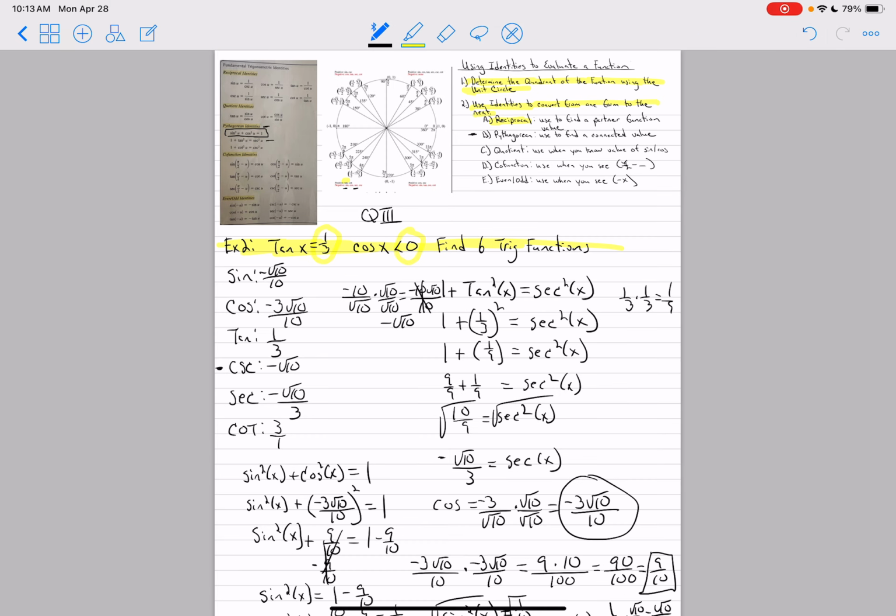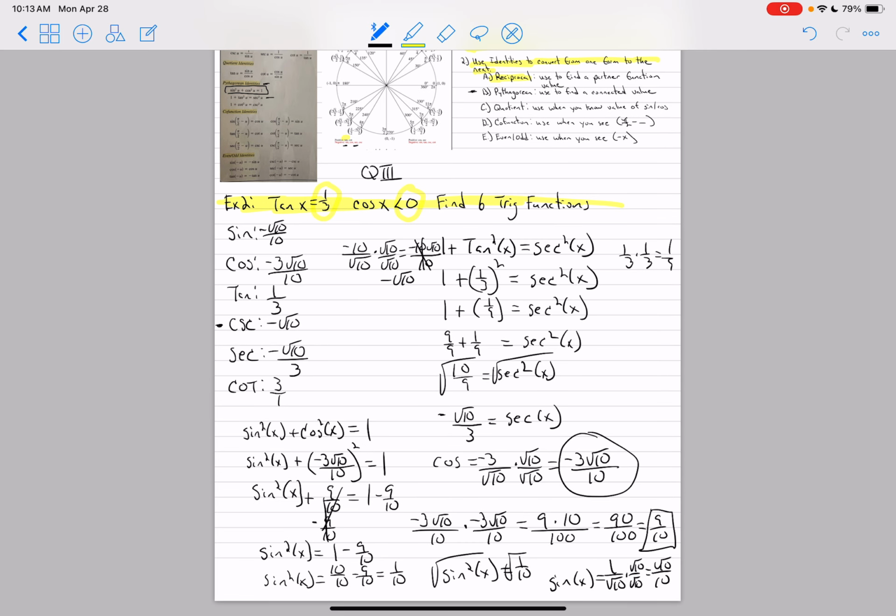Woo! That's a long one. That's some serious work. But that's all right. Y'all got this. Let's move on.